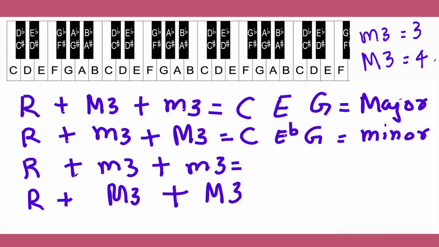Let's go to the next one. Again, the root is C. From C, a minor third, 1, 2, 3, is E flat. Okay, and then from E flat, it's again 3 steps. All right, 3 steps is 1, 2, 3. So that's going to be a G flat. And what chord did we find? We found the diminished chord. Diminished chord. Okay.